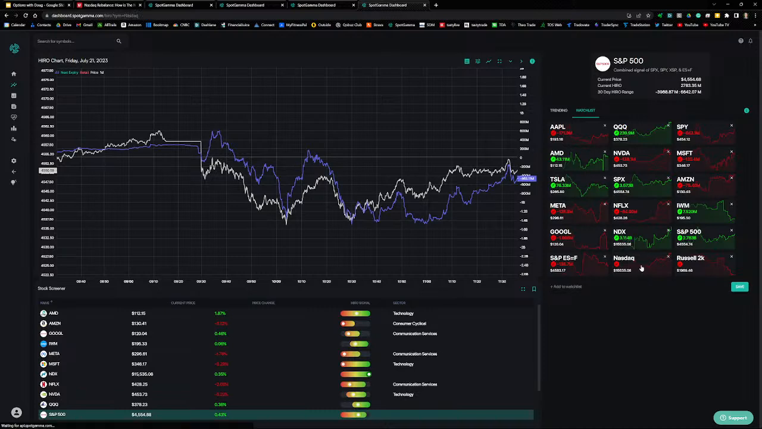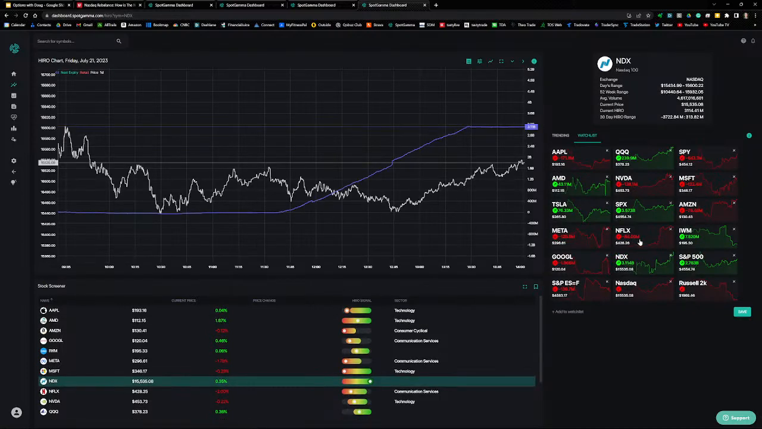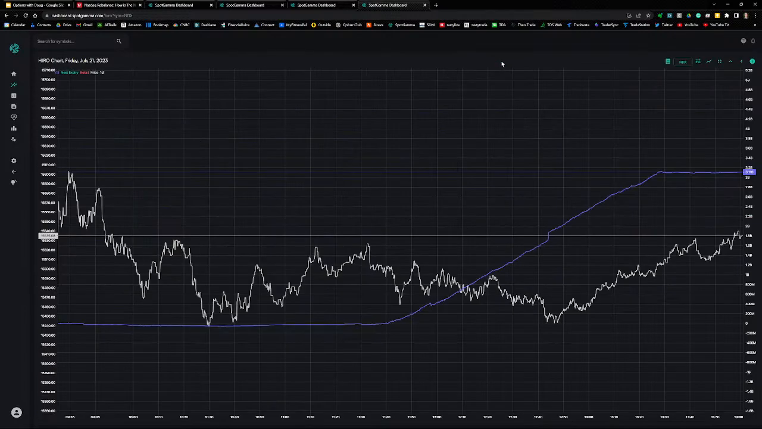So this is a combined signal for Nasdaq, and this is very unusual. And so I did some investigation. We'll get to the setup in a minute. So I did some investigation, and it turns out this is NDX. And we can look further. I'm going to zoom in on this chart. Keep in mind, NDX is a huge index.